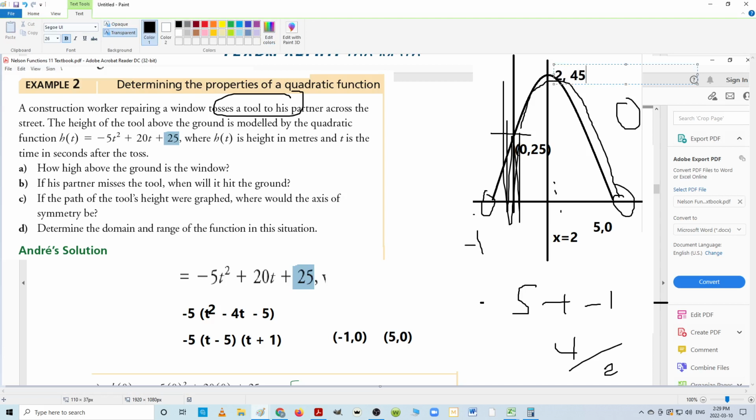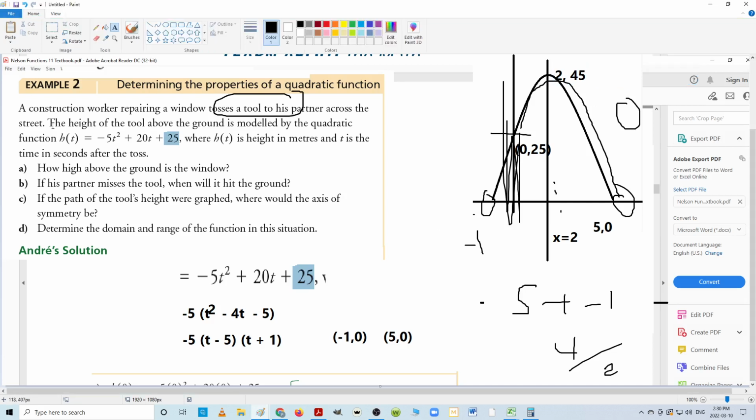But the good trick is minus b divided by 2a. So minus 20 divided by, what's 2 times minus 5? Minus 10, 2. That will give you the x value of the vertex. So now we've discovered, we've answered this. If the path of the tool's height were graphed, where would the axis of symmetry be? We just did that. Determine the domain.